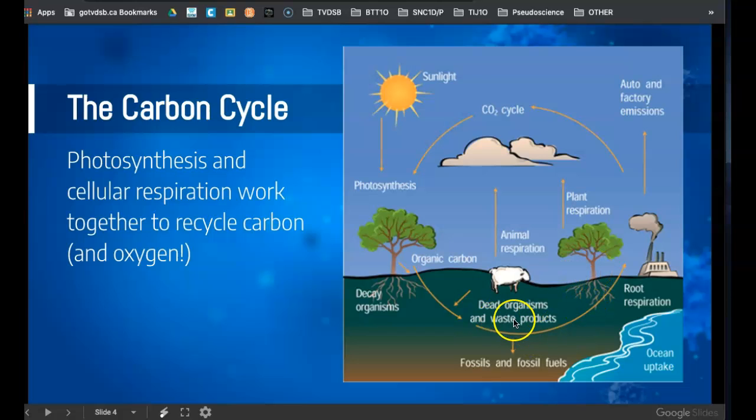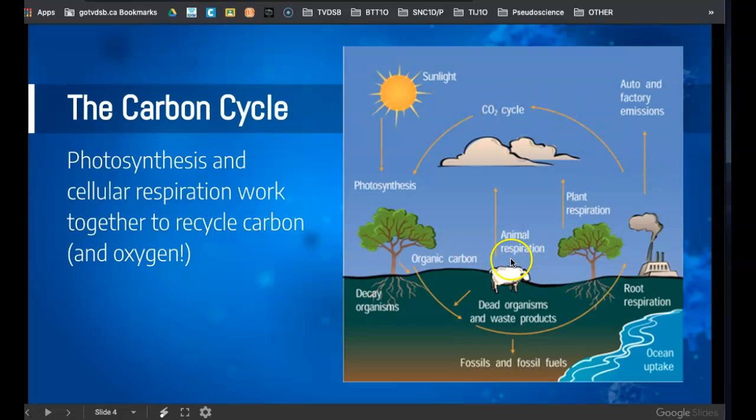All right? Now, there is one extreme result for these nutrients going into the soil, and that is over very, very long periods of time, they end up forming fossils and fossil fuels. And those fossil fuels are what we use in factories. It's what we use in cars. And when those fossil fuels are burned, they release carbon dioxide into the atmosphere.